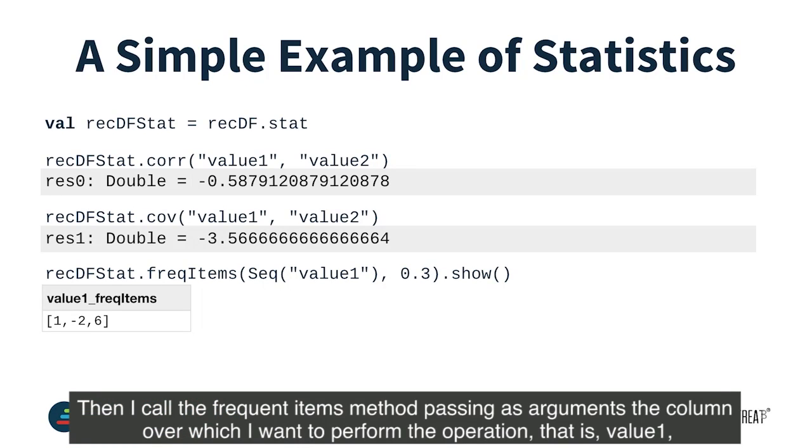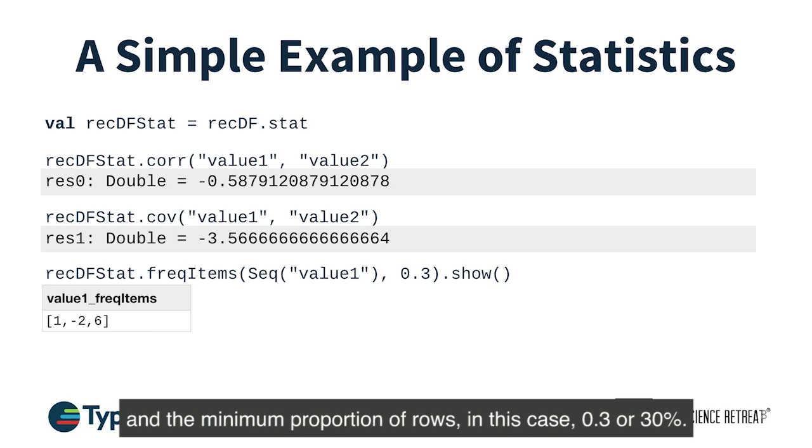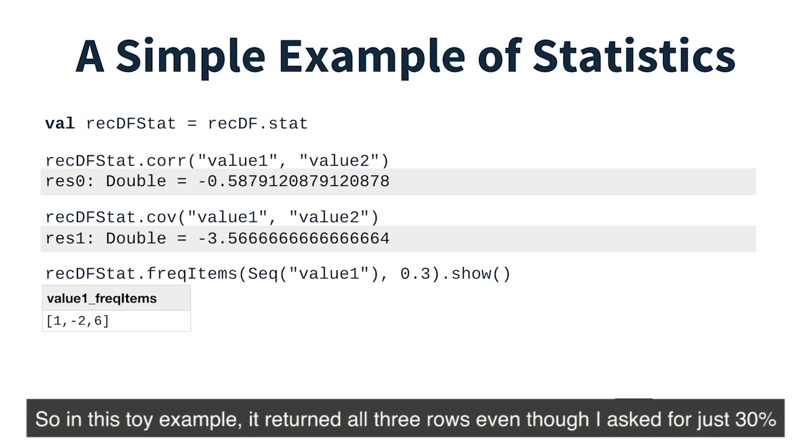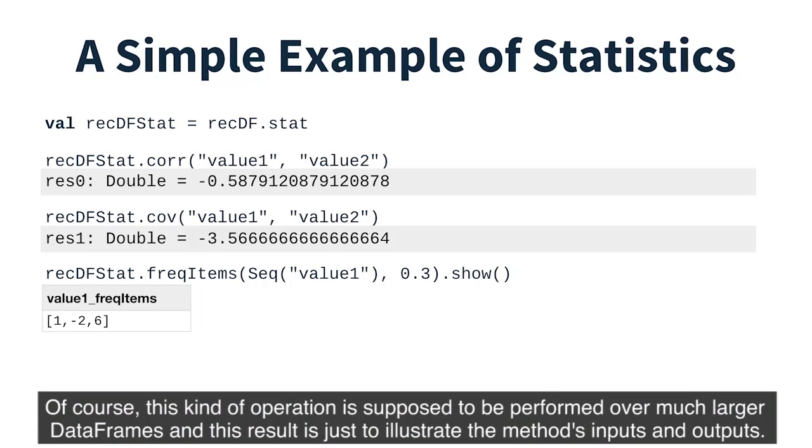Then I call the frequent items method, passing as arguments the column over which I want to perform the operation, that is, value 1, and the minimum proportion of rows, in this case 0.3 or 30%. This is a one-pass and approximate algorithm which may yield false positives. So in this toy example, it returned all 3 rows even though I asked for just 30%. Of course, this kind of operation is supposed to be performed over much larger data frames, and this result is just to illustrate the method's inputs and outputs.